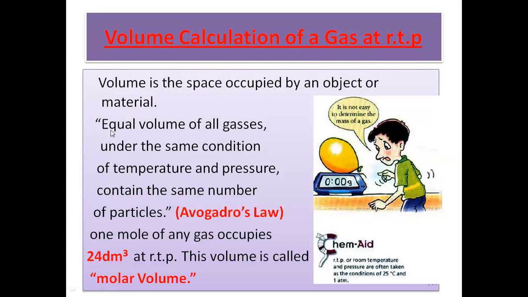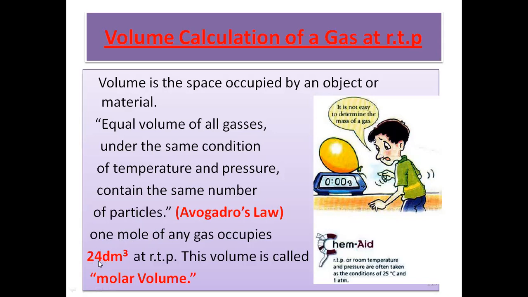According to Avogadro's law, equal volumes of all gases under the same conditions of temperature and pressure contain the same number of particles. If we have different gases and all these gases have the same volume, then under the same temperature and pressure, all these gases contain the same number of particles, and this is called Avogadro's law. 1 mole of any gas occupies 24 decimeter cube.